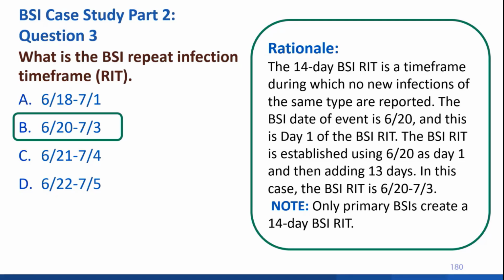The RIT is a 14-day time frame in which no new infections are reported. So using 6/20 as day one, and then adding those 13 days, you're going to get a BSI RIT from 6/20 to 7/3. But it is important to note here that only the primary BSIs create a 14-day BSI RIT.